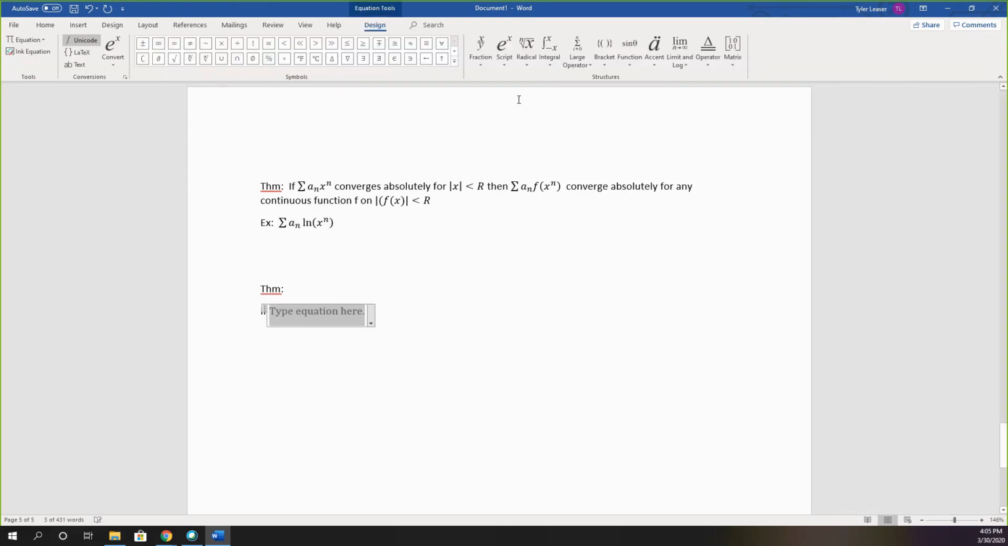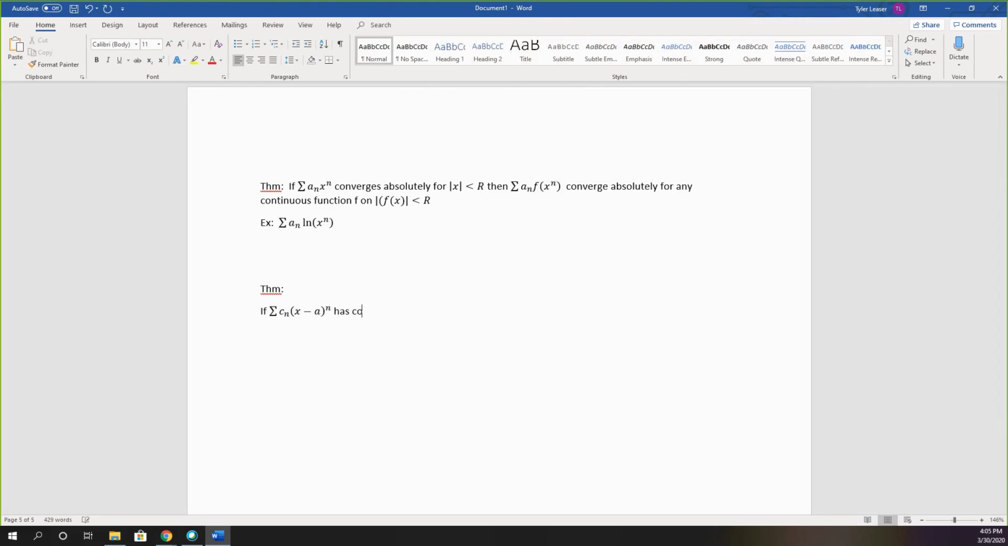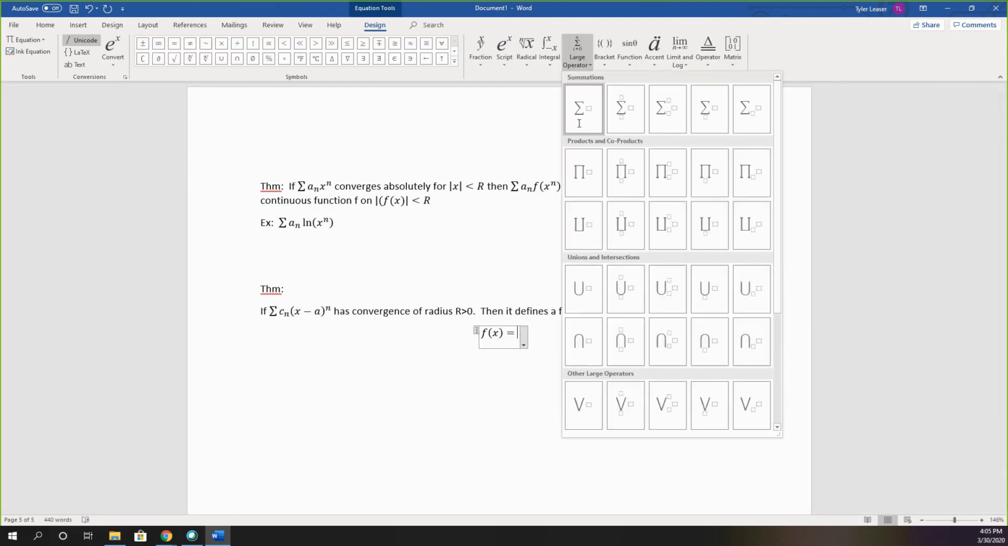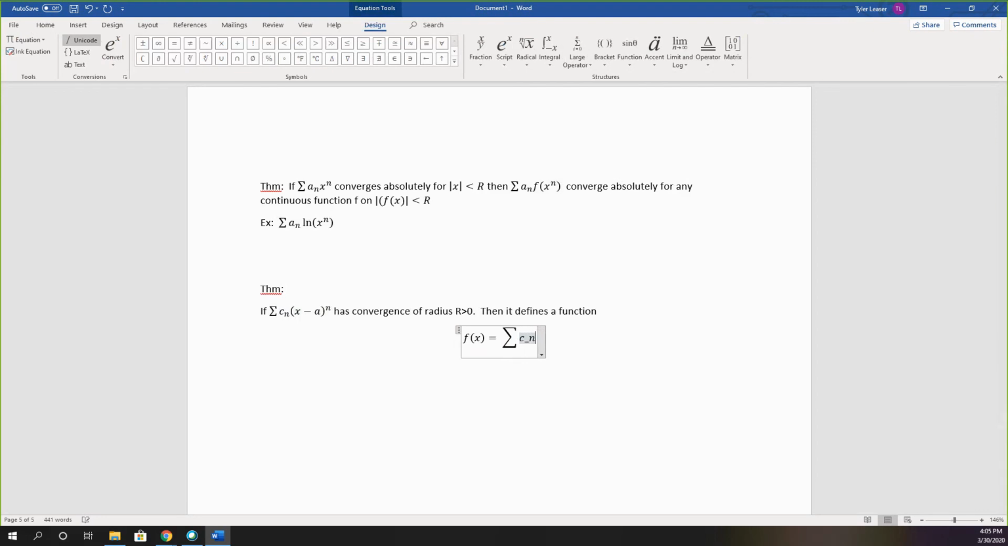Okay, some other theorems that are really important is this one. Again, if you have some power series, this one we won't have centered at 0. This one will be centered at a. So if you have a power series that is centered at a, and let's say this has a radius of convergence R, where my radius of convergence is just some positive number, then it defines a function. I'm being kind of nonchalant about this, but this is super important. Basically what this is saying is that if you have a power series that converges, then you can just treat the power series as its own function f(x).